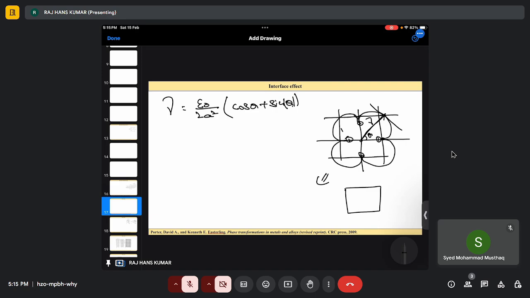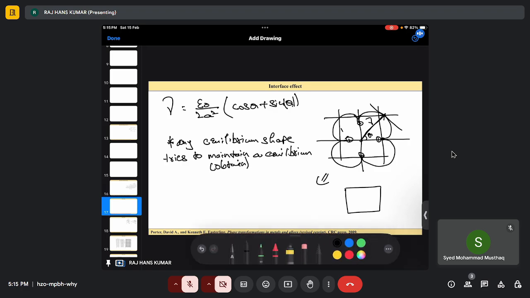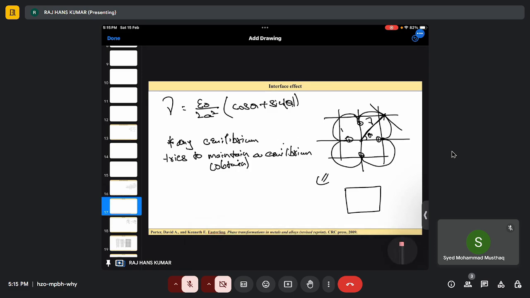So this is called the Wulff construction. Suppose any equilibrium shape, any equilibrium system tries to maintain or obtain an equilibrium shape, then it must satisfy this equation.